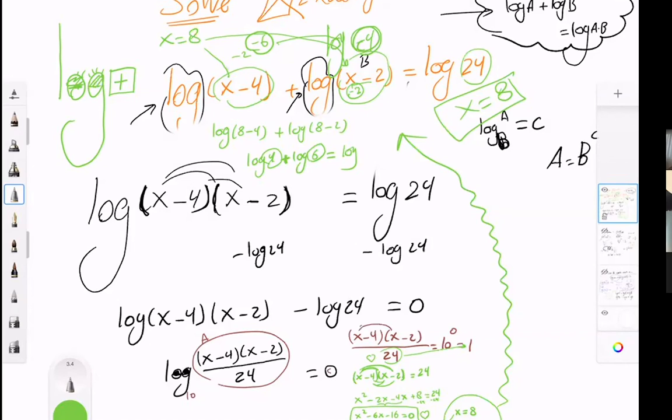All right. I don't really understand the 10 to the 0 part. Does the 10 to the 0 just cancel out? So here, correct?